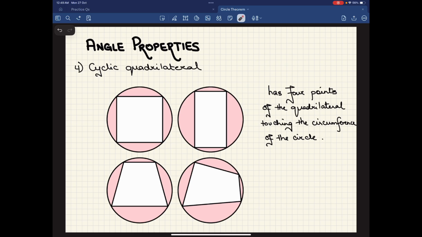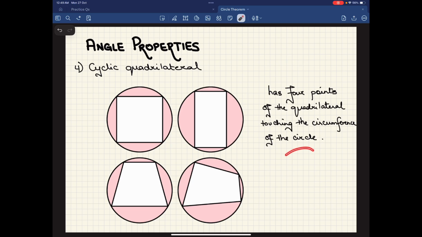Okay. Now, if the four points of the quadrilateral lie on the circumference of the circle, so all four points touch the circumference of the circle, then it qualifies as a cyclic quadrilateral. See, all four points are on the circumference, right? So this is also a cyclic quadrilateral. 1, 2, 3, 4, all four on the circumference. It is a cyclic quadrilateral.